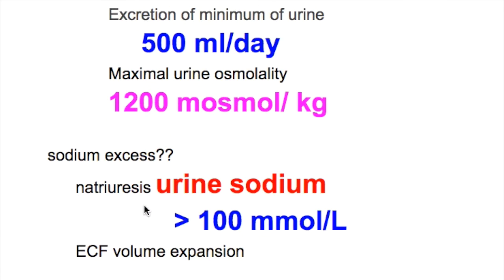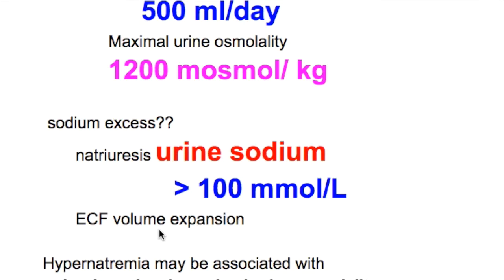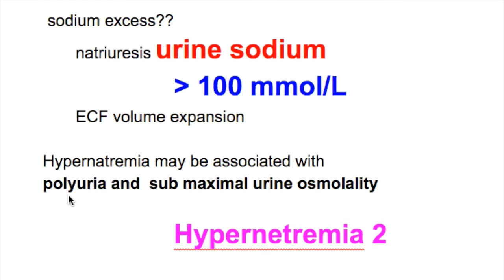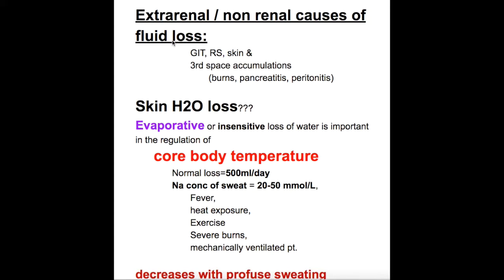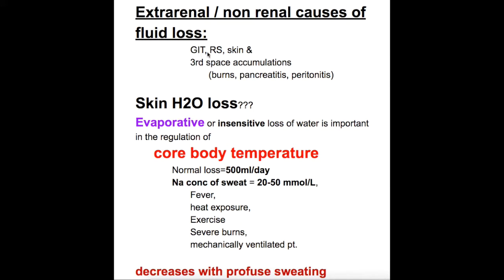What does sodium excess cause? Sodium excess causes natriuresis with urine sodium of more than 100 millimoles per liter, and there is extracellular fluid volume expansion. Hypernatremia may also be associated with polyuria and submaximal urine osmolality. So what are the non-renal causes of fluid loss? The non-renal fluid loss may occur from the gastrointestinal tract, respiratory system, skin, and from third space accumulations.